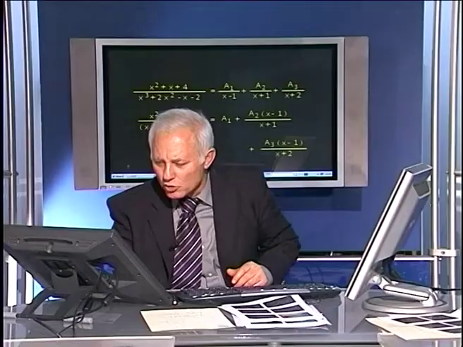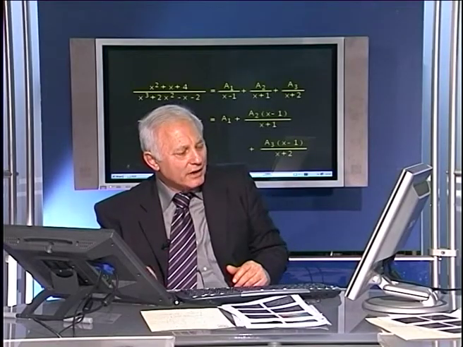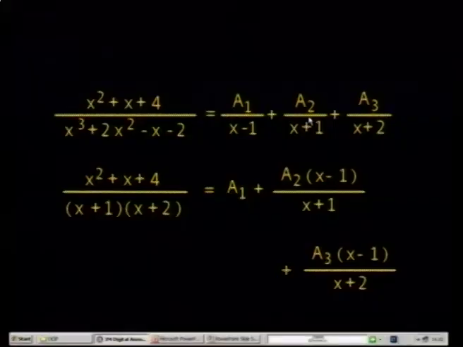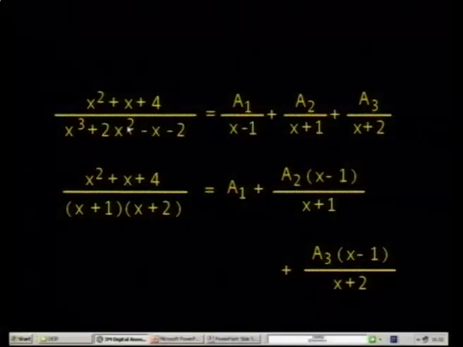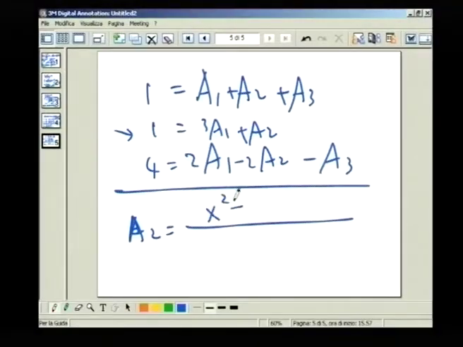Suppose you want A2, then you multiply both sides by x plus 1, and then you replace x with minus 1. So this cancels out and this cancels out, and directly A2 is equal to what? You multiply this one by x plus 1, so there remains x squared plus x plus 4 divided by x minus 1 times x plus 2.